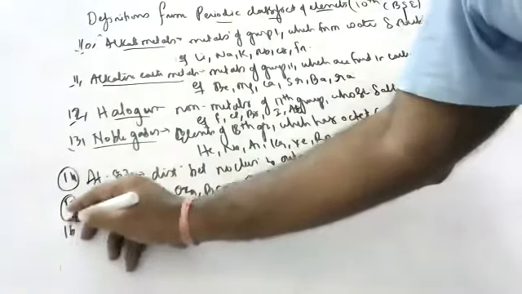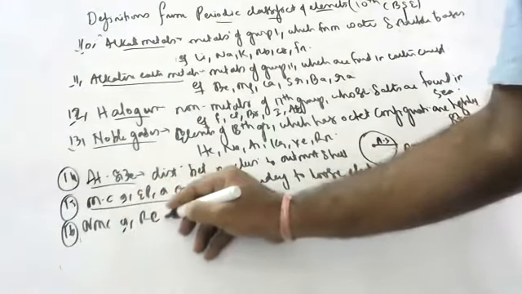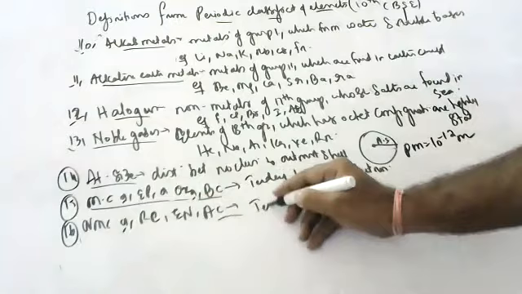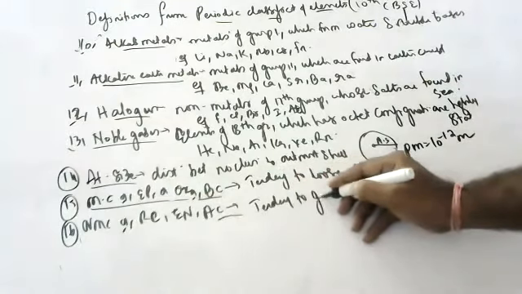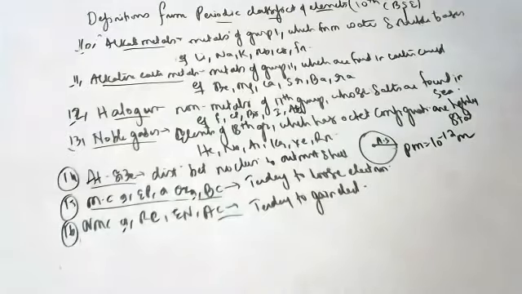Next, non-metallic character or reducing character or electronegativity or acidic character. Tendency to gain or take electrons.